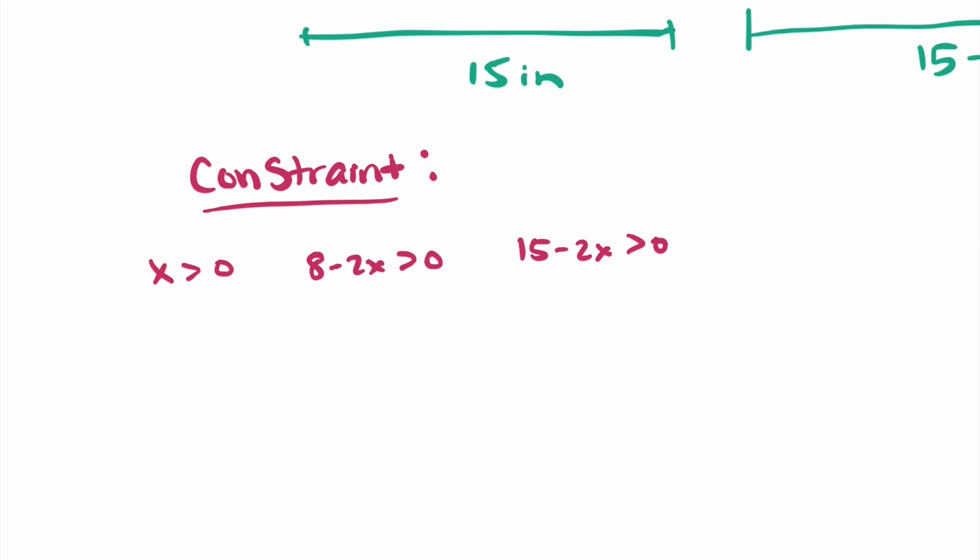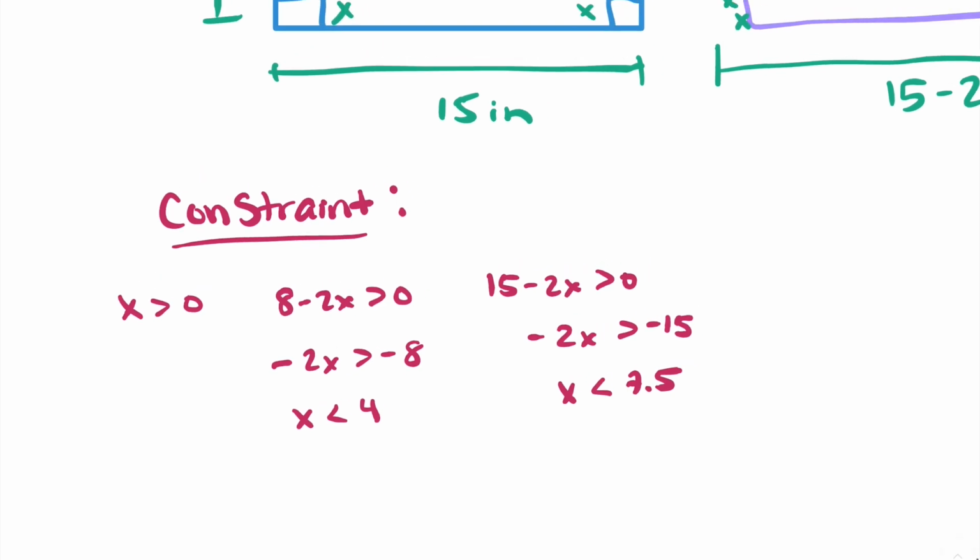We can't have a negative here. So this one's already solved for us. We have negative 2x is greater than negative 8, and negative 2x has to be greater than negative 15. Divide both sides by negative 2. Whenever we divide by a negative, the sign changes direction. So we have to change that to 7.5.